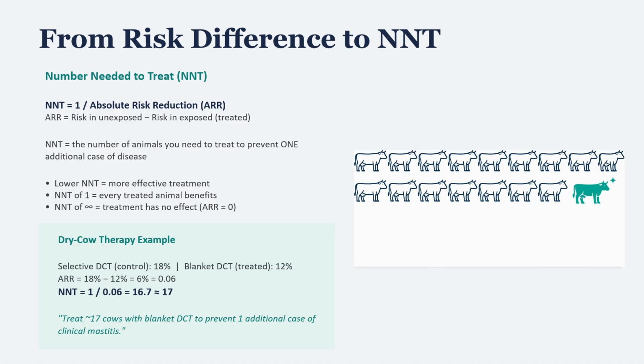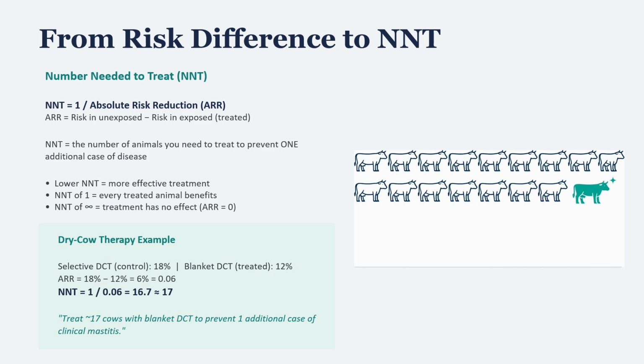Let's walk through it. The absolute risk reduction, ARR, is the risk in the control group minus the risk in the treated group. In our dry cow therapy example from the last talk, the control group, selective dry cow therapy, had an 18% mastitis risk. The treated group, blanket dry cow therapy, had a 12% mastitis risk. ARR equals 18% minus 12%, which is 6% or 0.06. NNT equals 1 divided by 0.06, which equals 16.7.